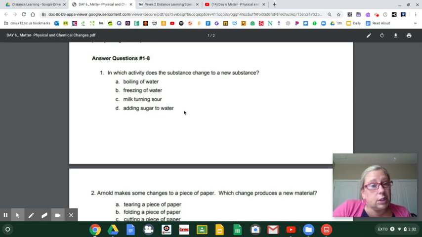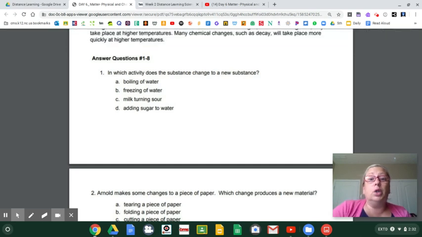So when I do a question like this, I think to myself, burning bubble baby. And since I'm looking for a new substance, I'm trying to find the one that is a burning bubble baby one. A says boiling of water. Is it burning? Is it bubbling? Well, when water boils, it bubbles.